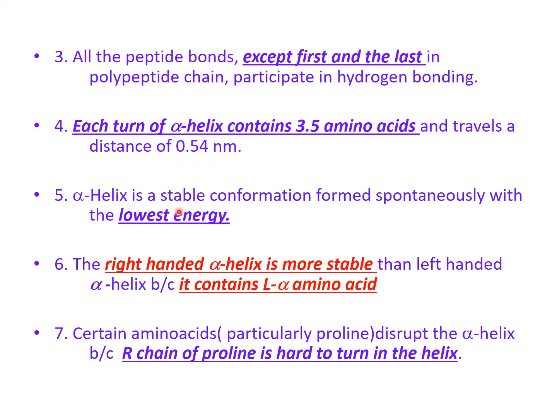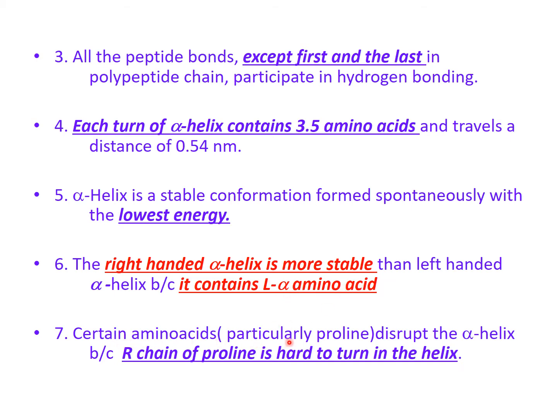Alpha helix is a stable conformation formed spontaneously with the lowest energy. The right-handed alpha helix is more stable than the left-handed alpha helix because it contains L-alpha amino acids. In the left-handed alpha helix, there are more D-alpha amino acids.